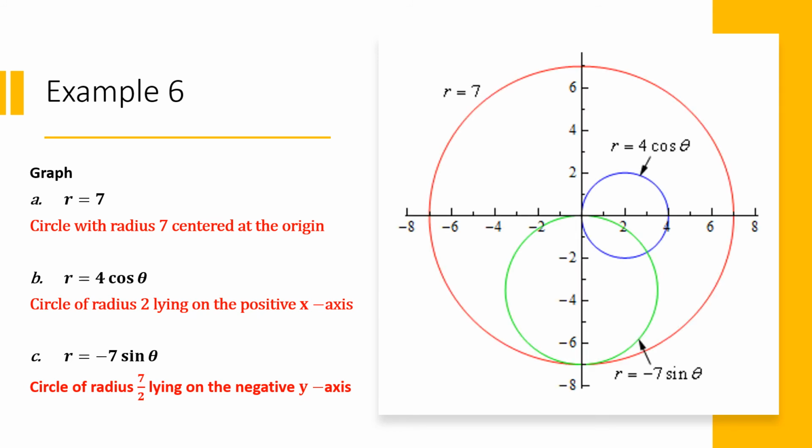So again, the red graph would be part A, or r equals 7. The blue graph would be r equals 4 cosine theta, and you see it's on the positive x-axis with a radius of 2. And then the green one would be r equals negative 7 sine theta, and you see it's on the negative y-axis with a radius of 7 halves.